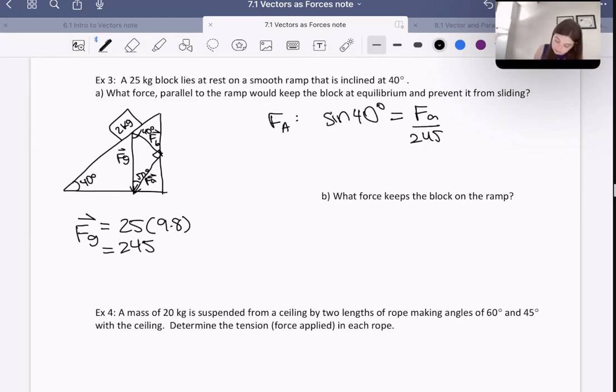And that's going to be 157.48. So that's our answer to the force parallel to the ramp, right? Because this one, it's not a great drawing, but this is supposed to be parallel to this ramp. It doesn't really look like it is in my drawing there, but it is meant to be. So I should put some lines there to indicate that, especially because it's not the most obvious that it is.